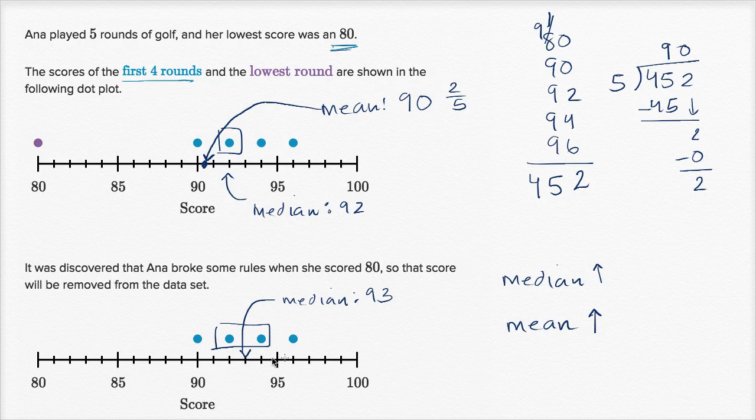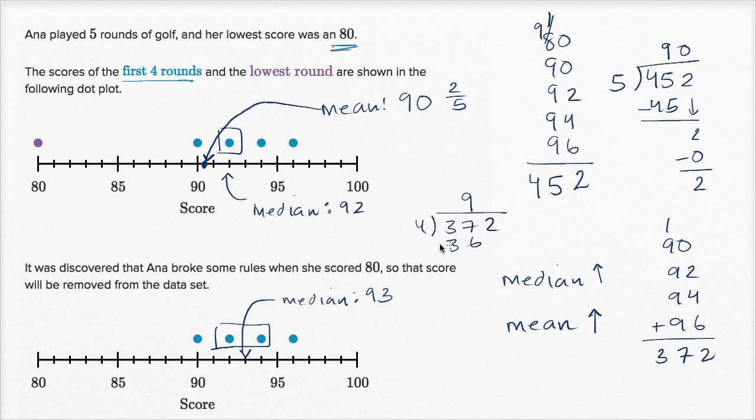And if you remove it, what is the mean going to be? Here we're just going to take our 90 plus our 92 plus our 94 plus our 96, add them together. So 2 plus 4 plus 6 is 12. And you add these together, you're going to get 372, divided by 4, because I have 4 data points now, not 5. So 4 goes into 372, goes into 37 9 times. 9 times 4 is 36. Subtract, you get a 1, bring down the 2. It goes exactly 3 times. 3 times 4 is 12.